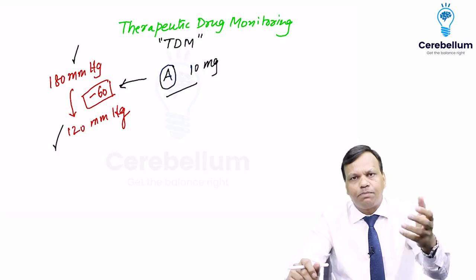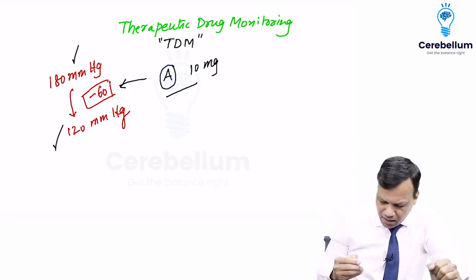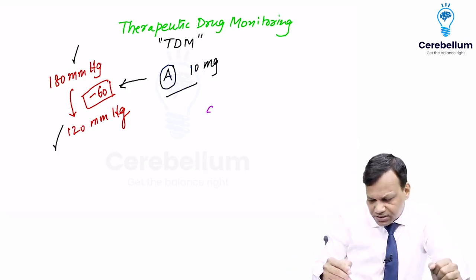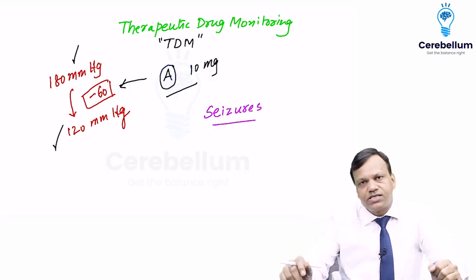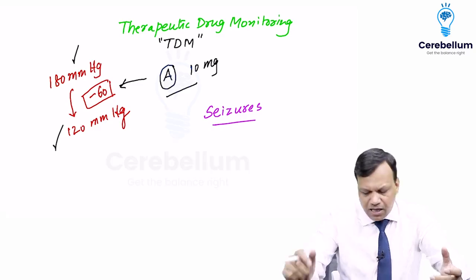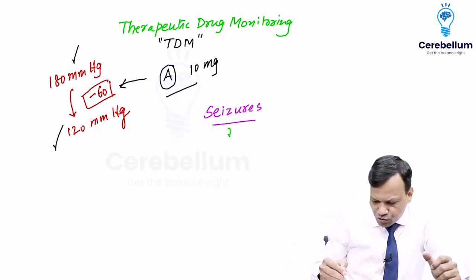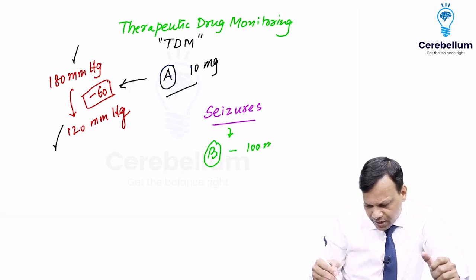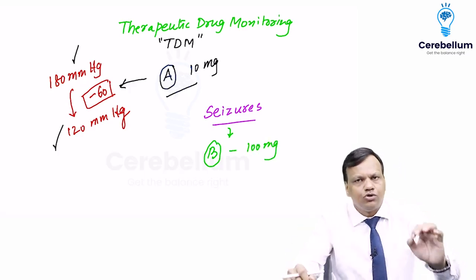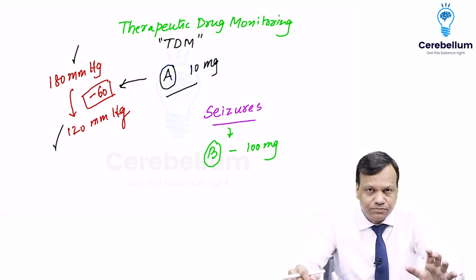But this is not practical everywhere. Like, another person has come to you with seizure. That person has developed seizure. Epilepsy is there. And for treatment of epilepsy, you give another drug, drug B. The standard dose of this is, suppose, 100 milligram. So you give 100 milligram of the drug to this person.